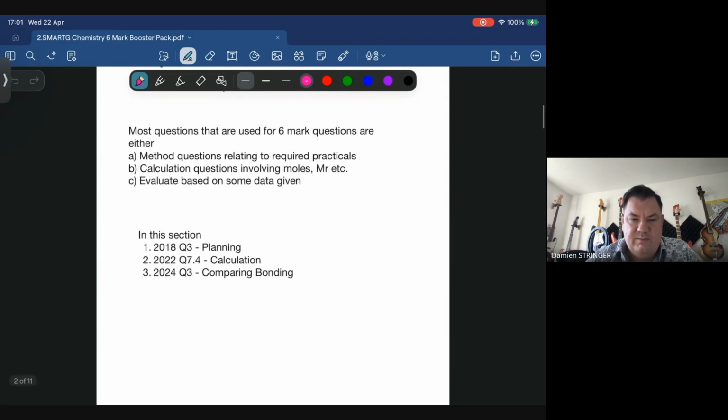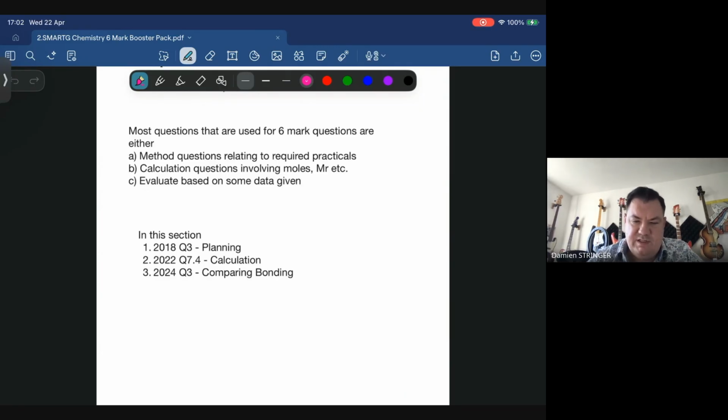Having looked through them all, most questions that are used for 6 marks questions are either method questions. So how do you do a particular experiment? A lot of them seem to have a wrong method sometimes. They tell you, look, they've said this, what have they done wrong? So they're based around your required practicals. Calculation questions, I like to do those and evaluate based on some data that they've given you.